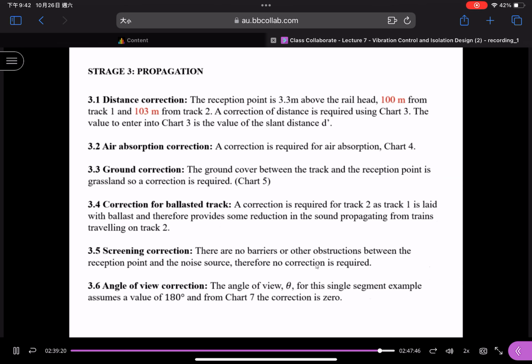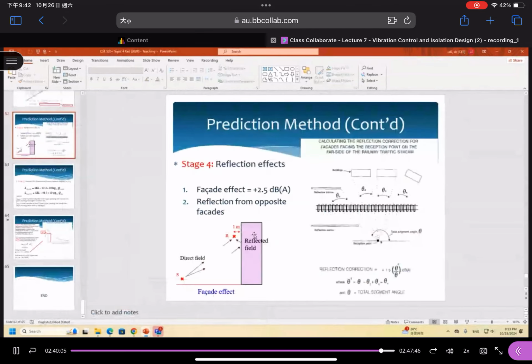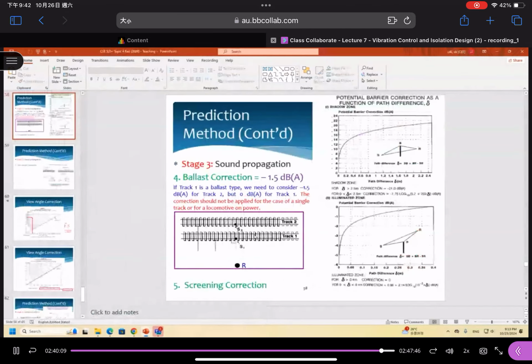At stage number 3, the corrections. The first one is distance correction. For the first track it is 100 meters. The second track is 103 meters. The second conditions are air absorption correction, ground correction, correction for forest type, screening correction, and angle of view. We construct another table to consider them one by one. Okay, it is not difficult to consider separately for track number 1 and track number 2. I want to highlight this one, the border's correction. For the border's correction, track number 1 is 0 dB. Why? When you go back to your lecture notes, in terms of the border's correction, we just consider this case when we have parallel tracks, two tracks, okay?